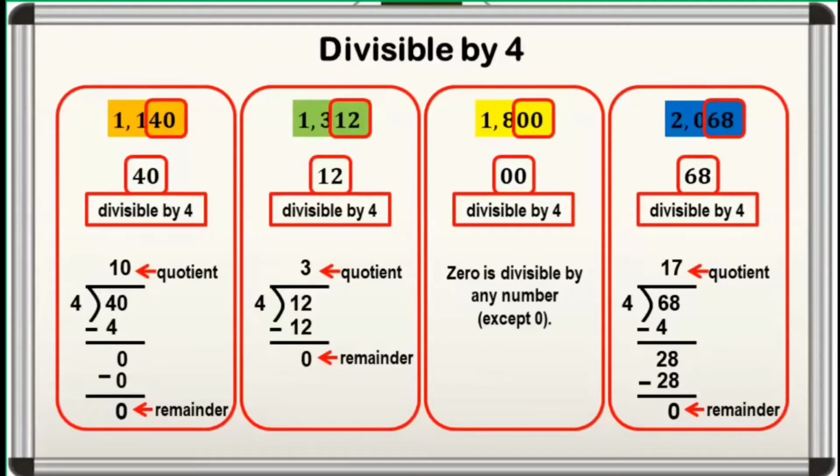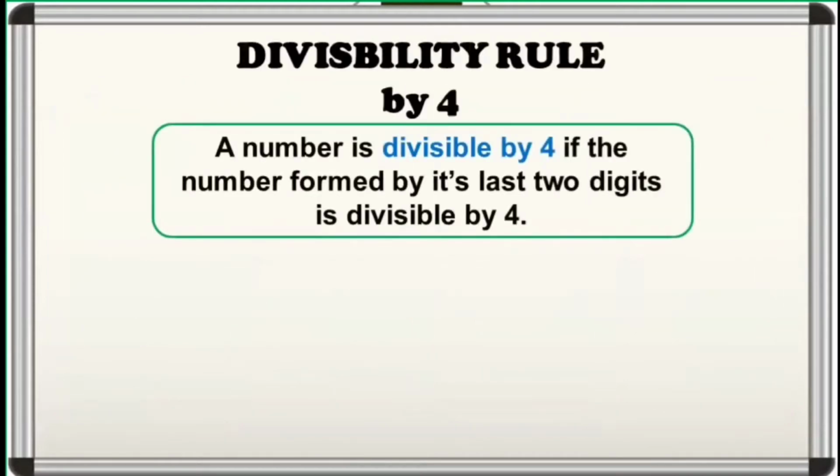Obviously, the common thing about the numbers formed by the last 2 digits is that they are all divisible by 4. We can say that a number is divisible by 4 if the number formed by its last 2 digits is divisible by 4.